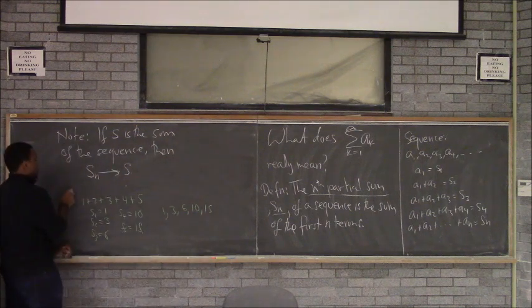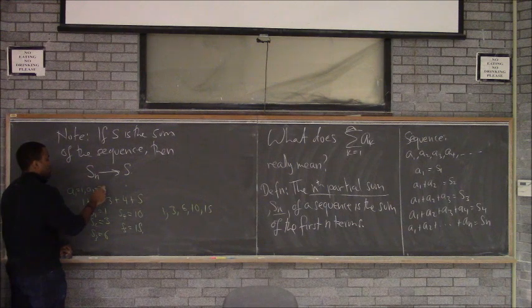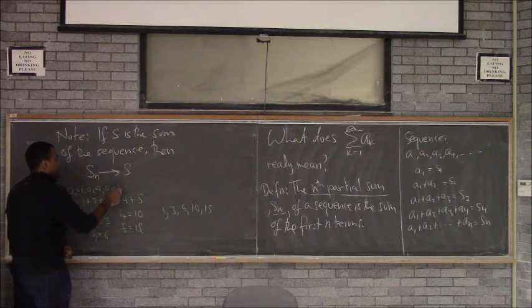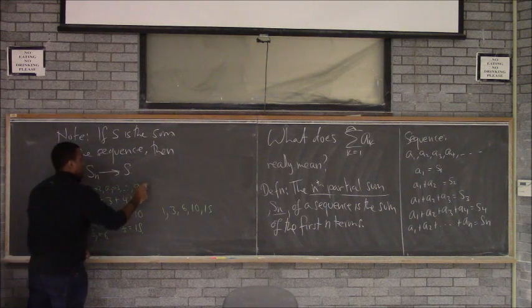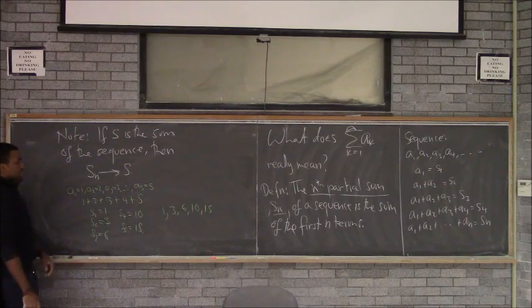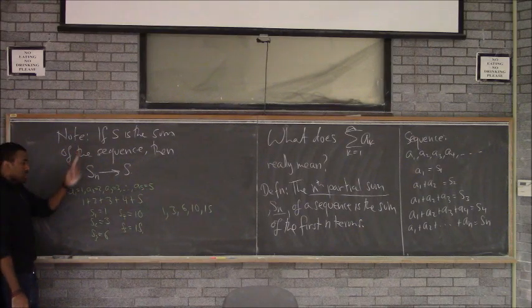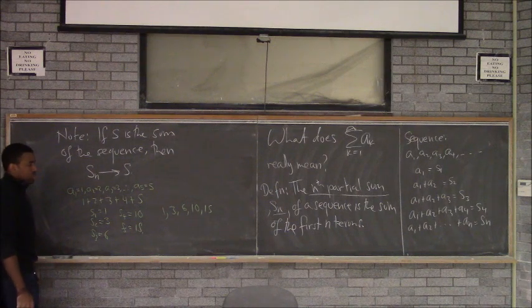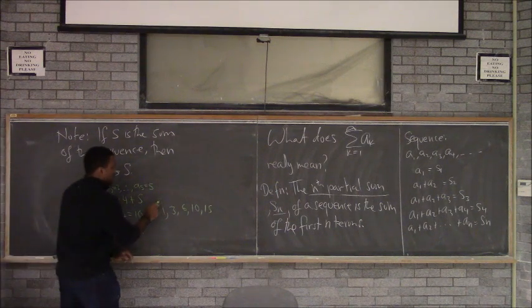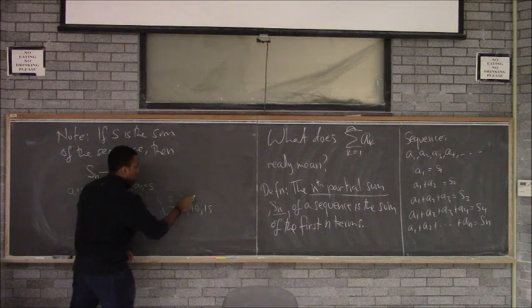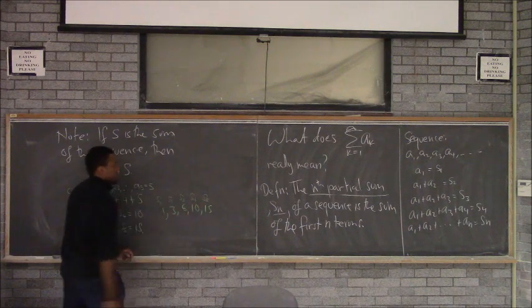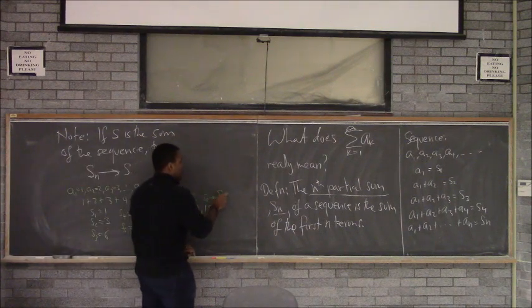So here I'm thinking of an original sequence where A1 is 1, A2 is 2, A3 is 3, going all the way up to A5, which is 5, right? And now I'm talking about adding up the terms of those lists. I could create another sequence. This is called the sequence of partial sums. This is S1, S2, S3, S4, S5. It's called the sequence of partial sums.